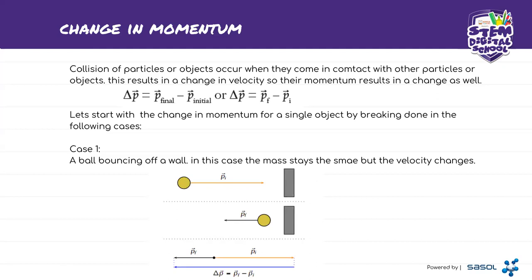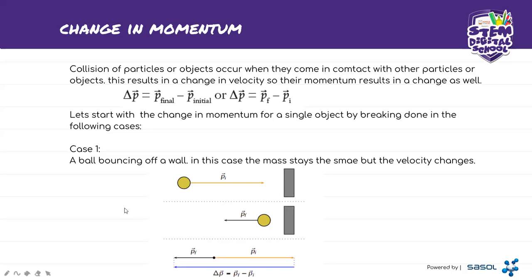Okay, so let's focus on the cases that we're going to be working with with regards to momentum and change in momentum. We're going to start with the first case. It says here, a ball bouncing off a wall. If we have an example whereby a ball is bouncing off a wall, you can see it here. Here's the ball, it's approaching the wall, and then it bounces back.